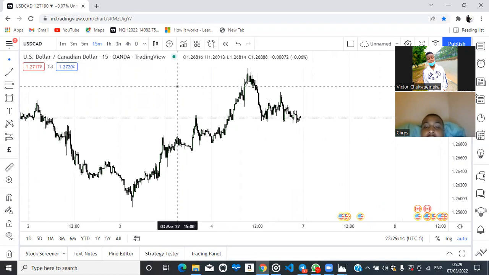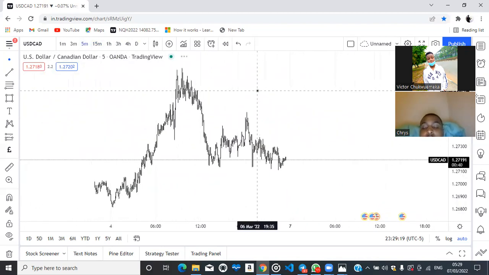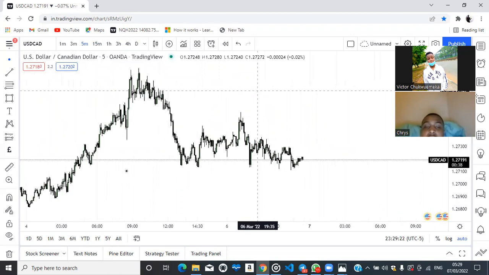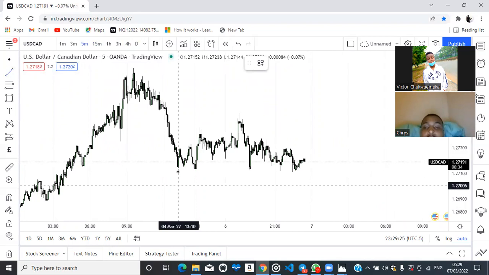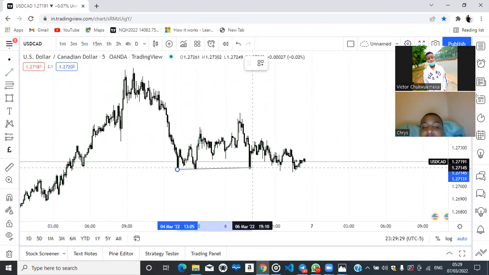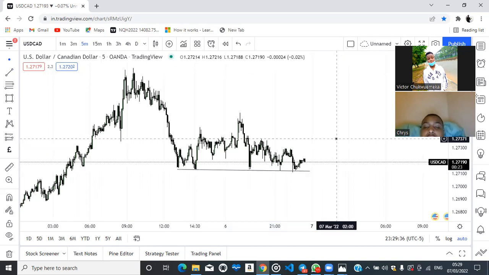Let's keep pushing lower, bro. Let's break down to 5 minutes. You can see it's already creating a support level, bro. If you go to the 5 minutes, a lot of people will want to buy at this point. I'm waiting for it to break that support. It's going to break it, probably during the New York session.